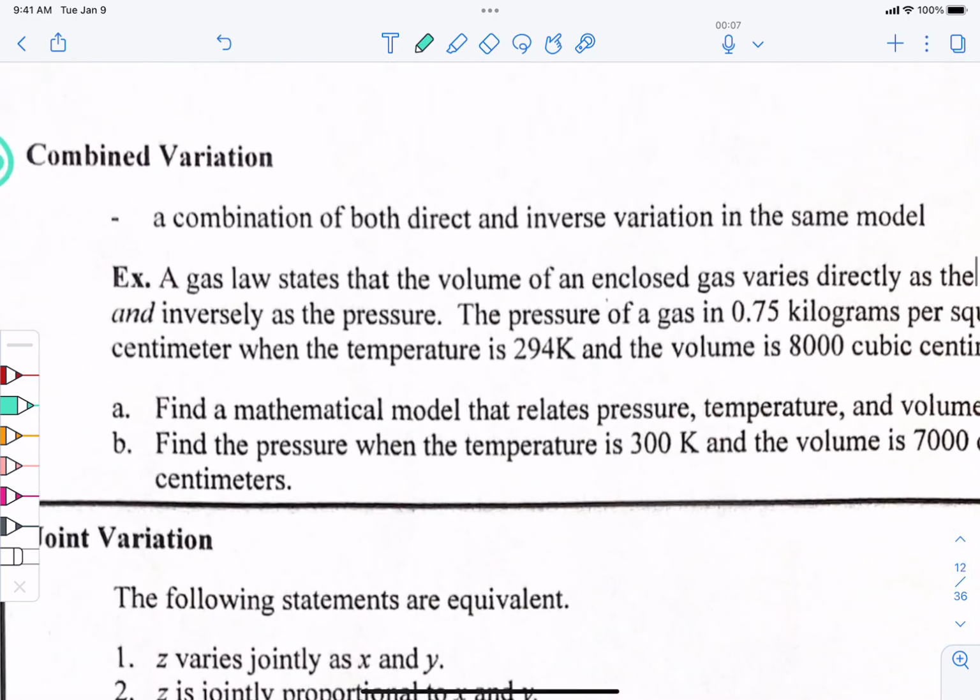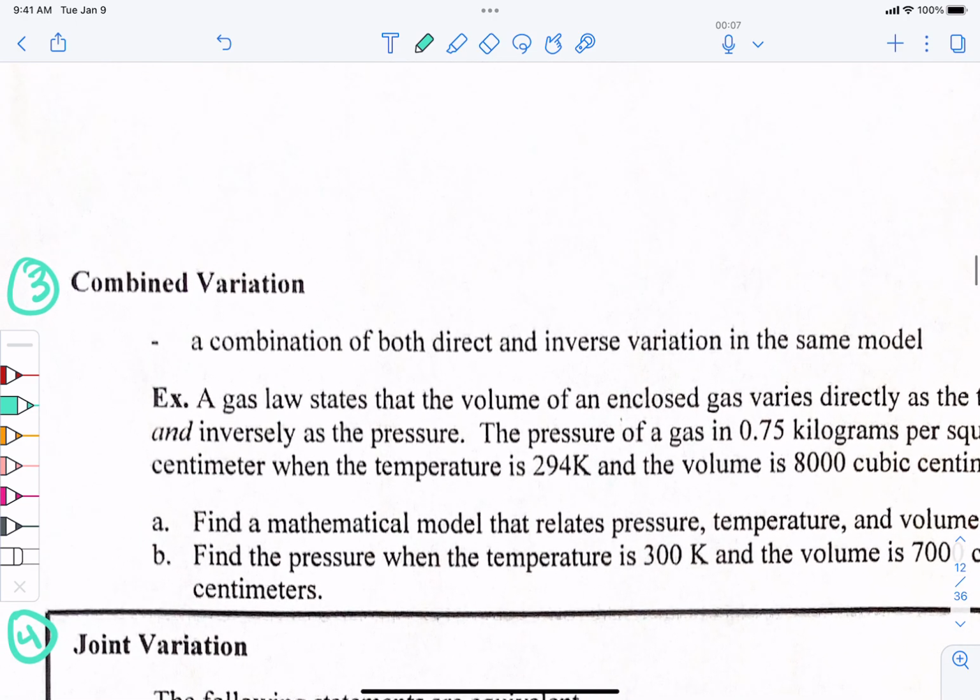Okay. All right, next thing, combined variation. Combined variation is a combination of direct and inverse, or direct and indirect, at the same time.